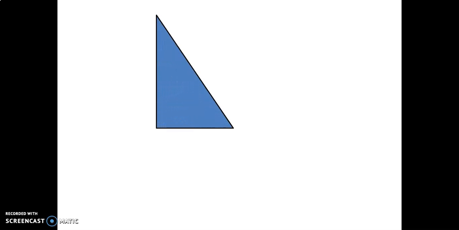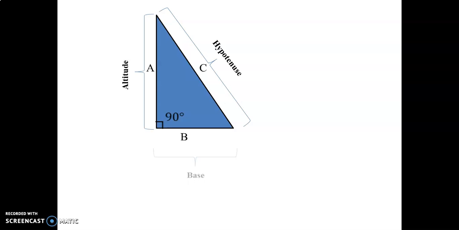Here we have one right angle triangle with us. We have already discussed that a right angle triangle is nothing but a triangle with one of its angles being 90 degrees. Here A, B, C are the sides of this triangle. Exactly opposite the 90 degree angle we have the hypotenuse, and the side which is making the 90 degree angle is the altitude, and B is the base of this right angle triangle ABC.